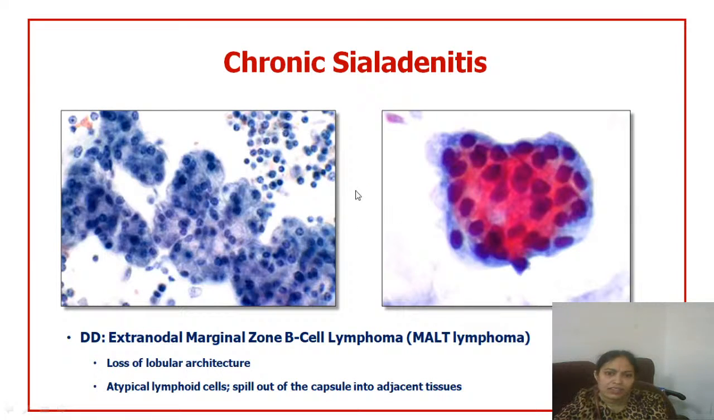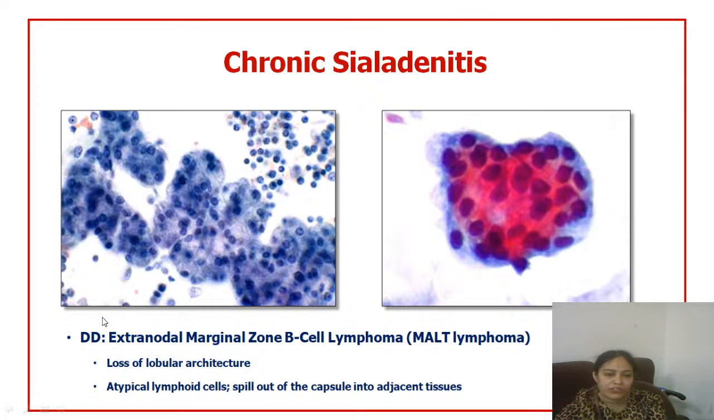This is an FNAC, and here you can see these are the salivary acini. They are showing lymphocytic infiltrate. You can identify lymphocytes, and here these are plasma cells which are totally different from neutrophils which you saw in acute sialadenitis. Again, here you are seeing some metaplastic changes.